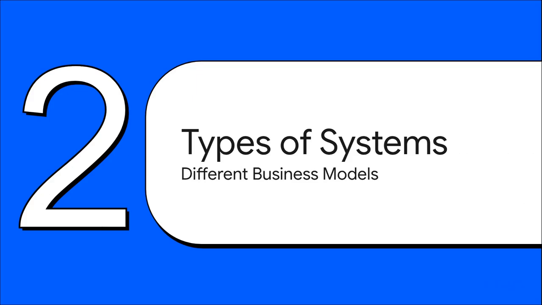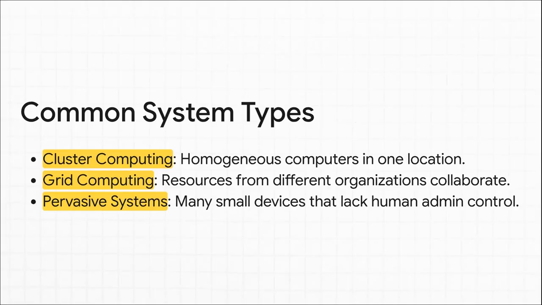Now, not all global companies are structured the same way, are they? Some are very specialized, others are built on partnerships. It's the same with distributed systems. They come in different business models, you could say, each one designed for a very specific job. Let's check out a few of the most common structures.